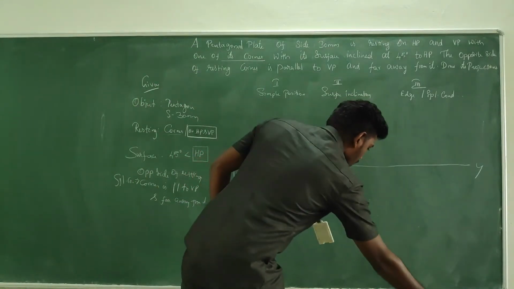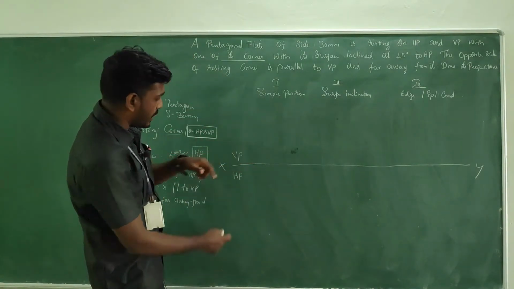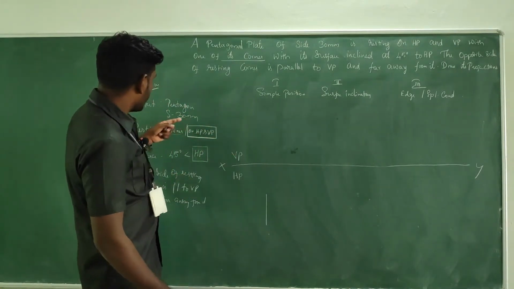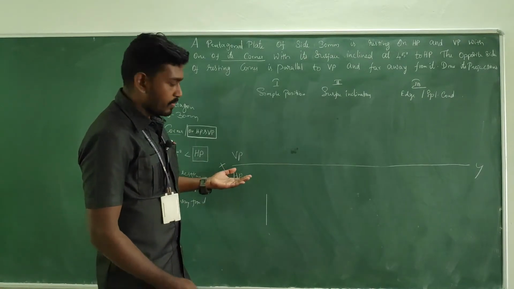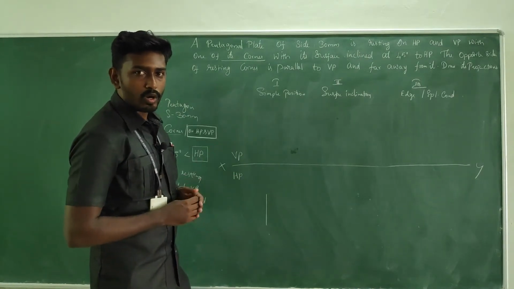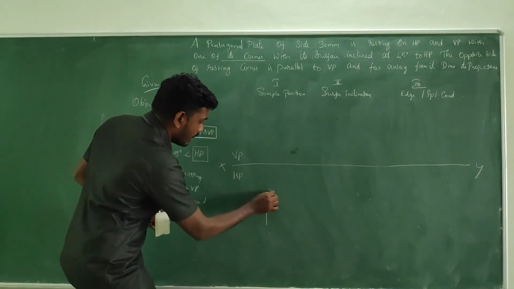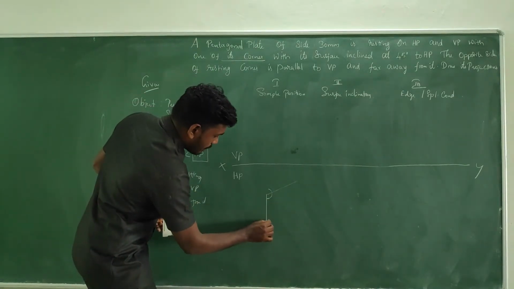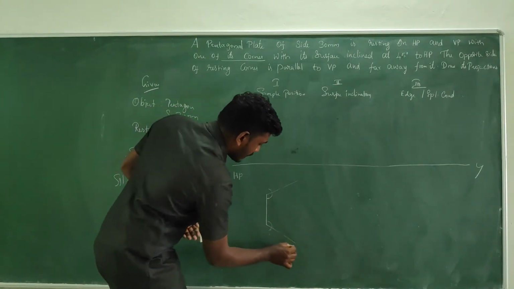In order to construct it, since it is parallel to HP, the trace will be on HP. So in the HP plane I start with a vertical line of 30 mm. Afterwards, since it's a pentagon, we know all the internal angles between adjacent sides will be 108 degrees. With this knowledge, I keep the protractor like this, read 108 degrees and draw an inclined line. From the other end, keep your protractor, read 108 degrees from here, and draw an inclined line.